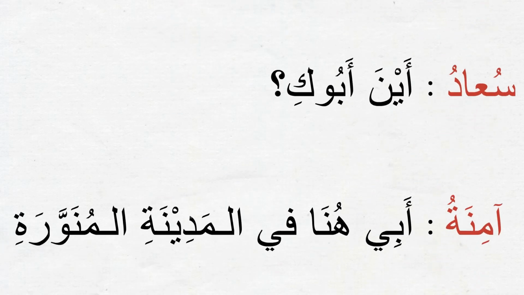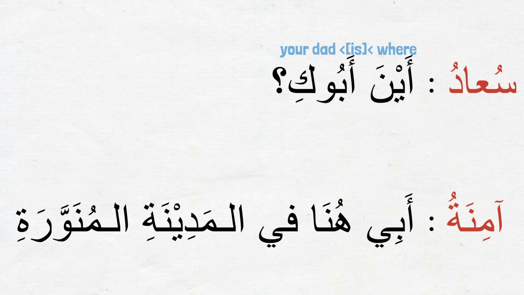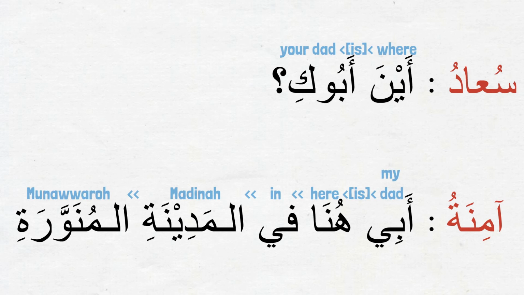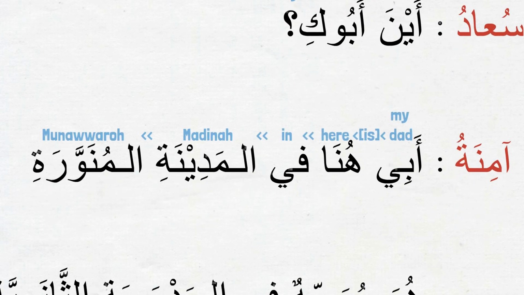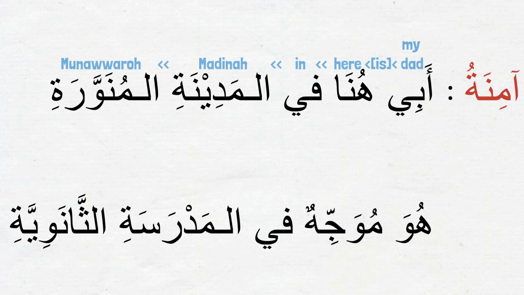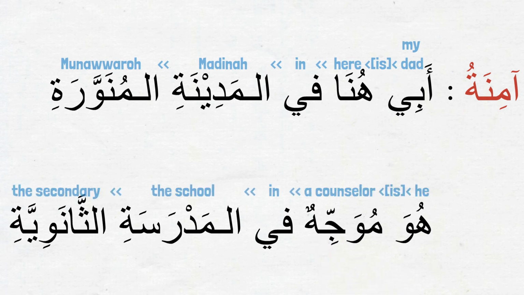SUAAD, أين أبوك? Where is your father? آمنة, أبي هنا في المدينة المنورة. My father is here in Madinah منورة. هو موجه في المدرسة الثانوية. موجه is a position like a school counselor who guides and helps students succeed in school. So we can translate this sentence as, he's a counselor in secondary school.